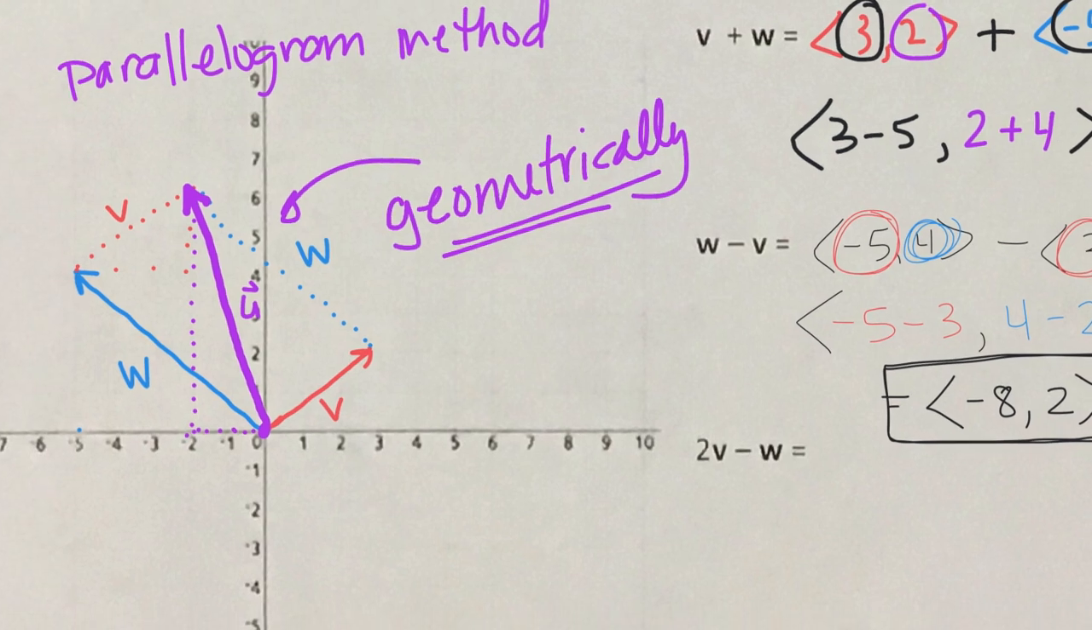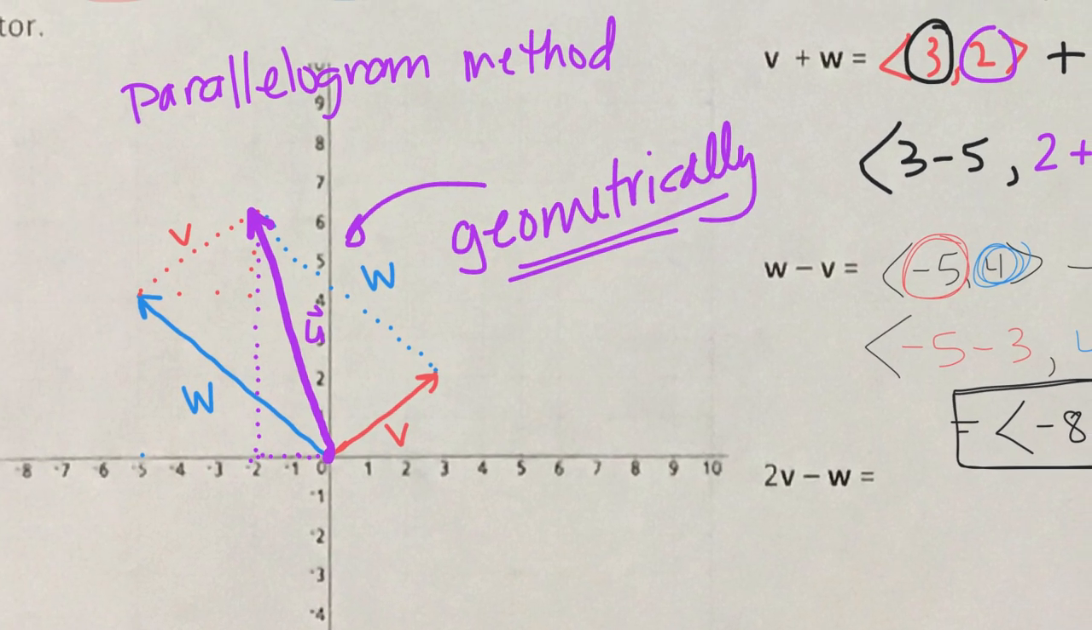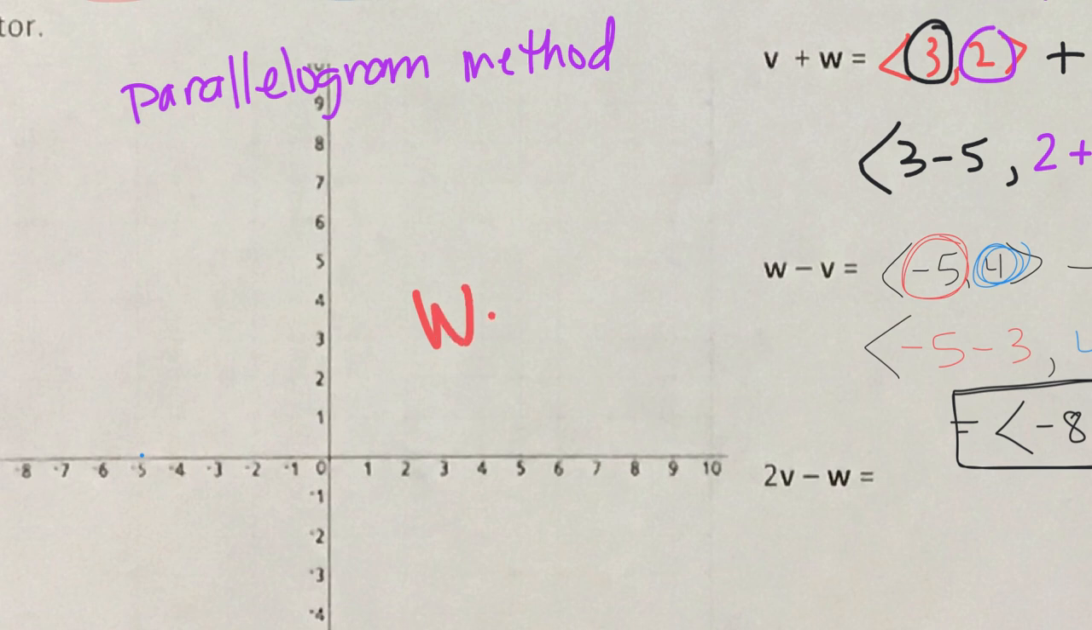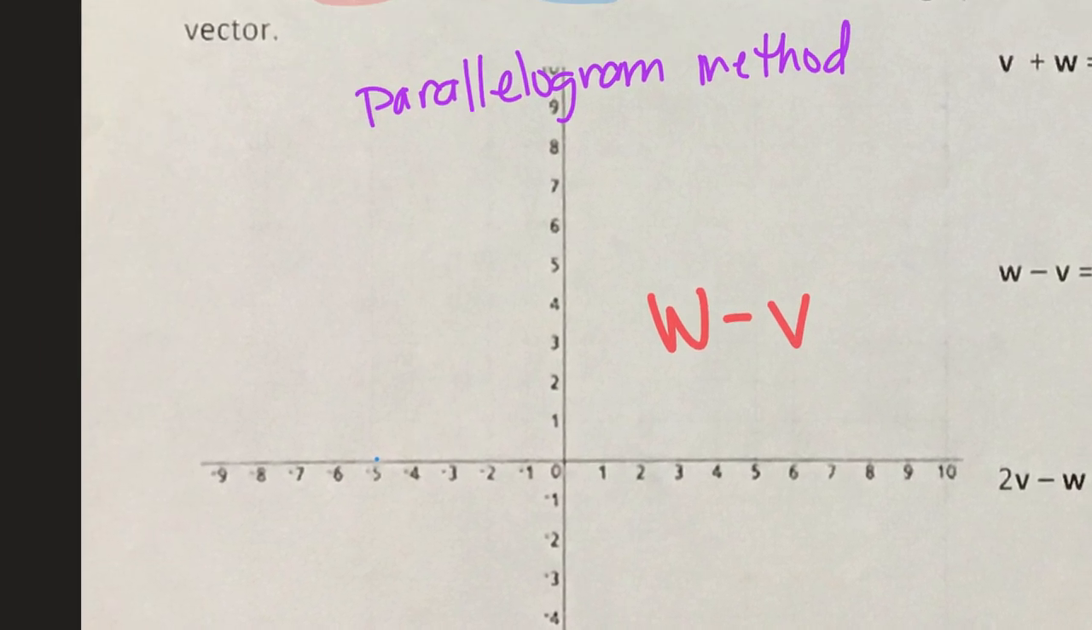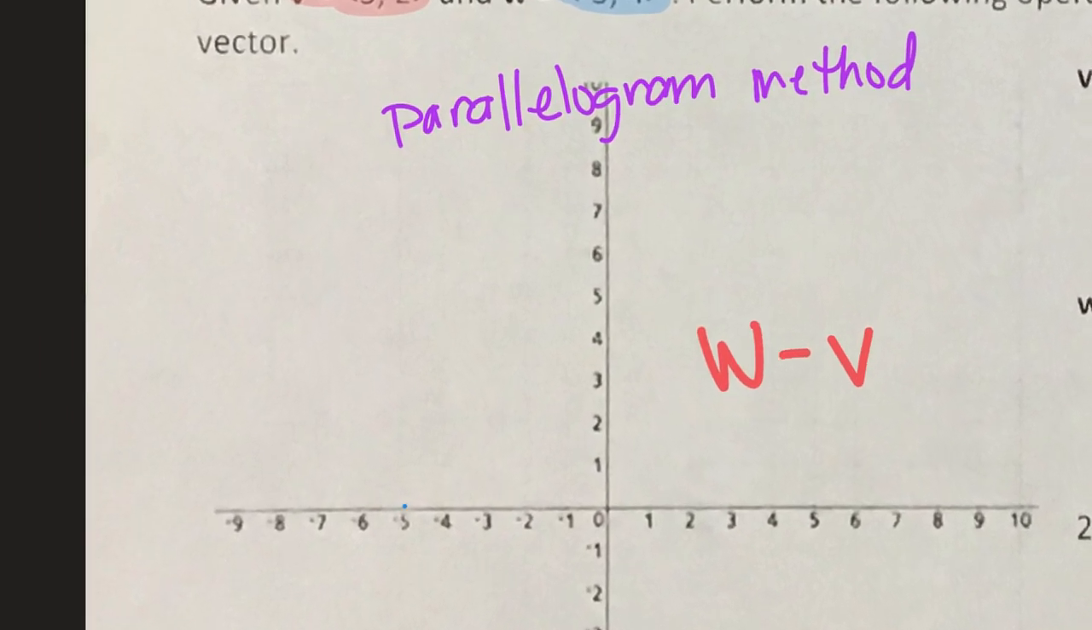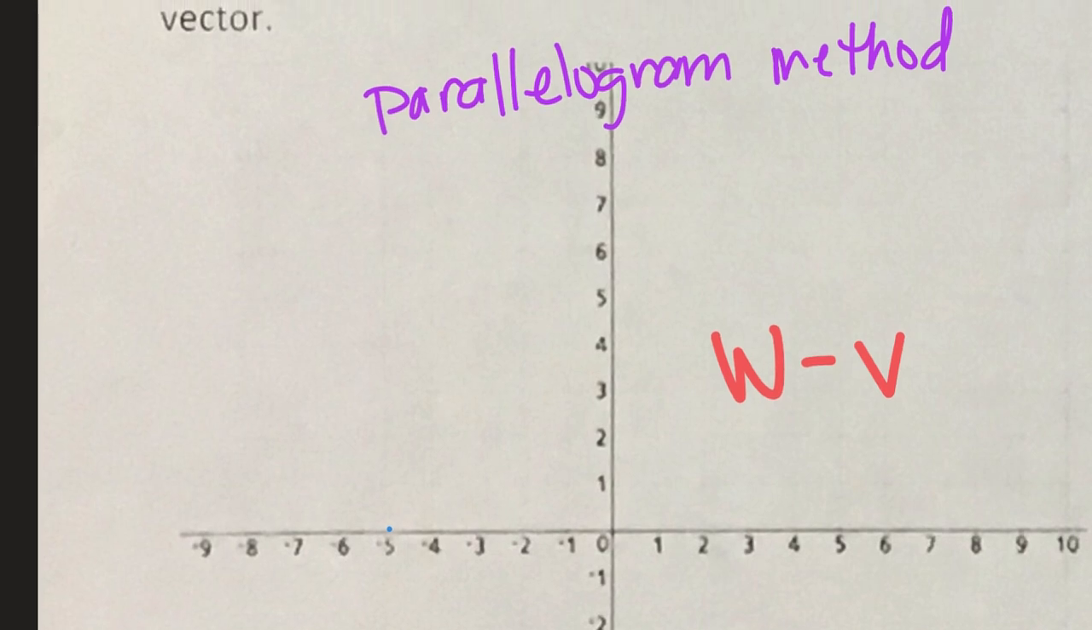Okay, so what does a subtraction of vectors look like geometrically? So to do W minus V, we're going to first plot our W vector, which is negative 5, comma 4. Okay, so let's put this on here, 5 left and 4 up. Here is your W vector. Now minus V. V was the vector 3, comma 2, which is 3 right and 2 up. So this is positive V.